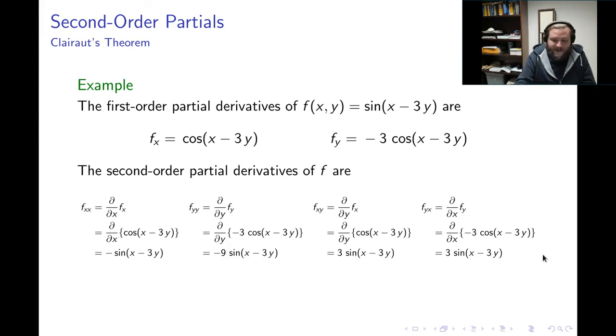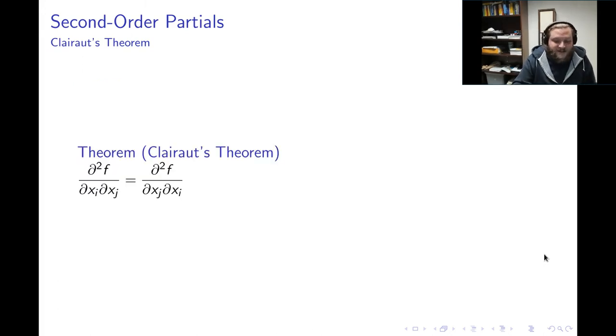One thing to pay attention to here, though, is that fxx was negative sine x minus 3y, f sub yy was negative 9 sine of x minus 3y, so those two are different. But then f sub xy was 3 times sine of x minus 3y, and f sub yx is 3 times sine of x minus 3y. So in this situation, fxy was the same as fyx. And it turns out that that's not a coincidence. This always happens, as long as our function is nice enough, which for us they always will be. And this is what's called Clairaut's theorem.